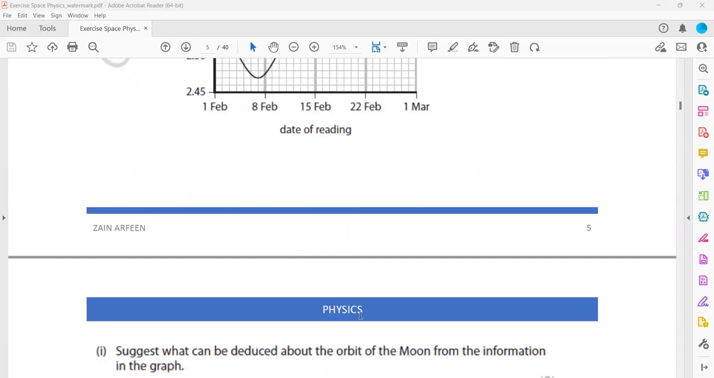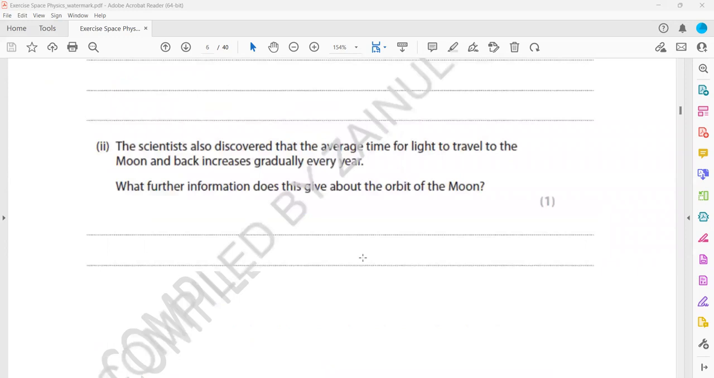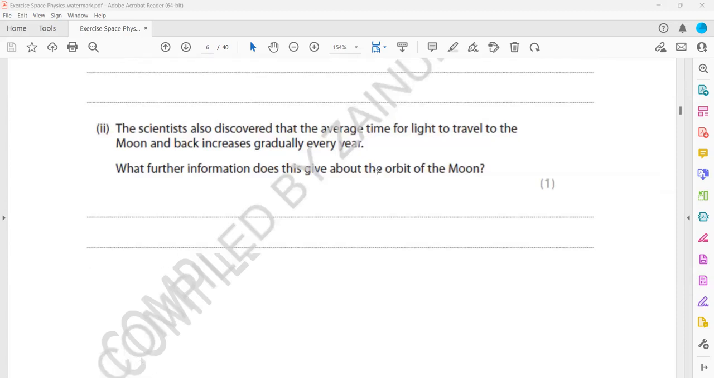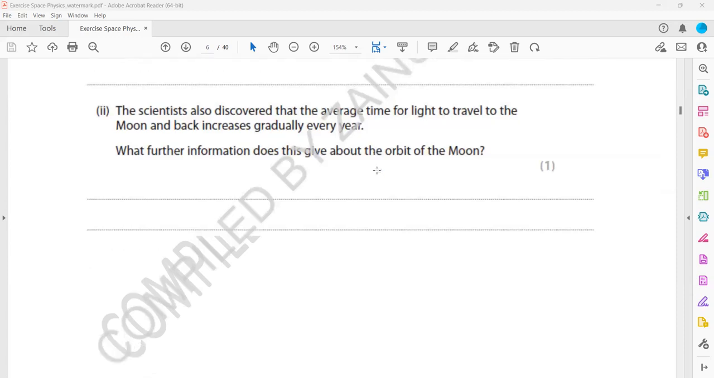Yes. Okay. Then the last one. The scientists also discovered that the average time for a light to travel to the moon and back is increasing every year. What further information does this give about the orbit of the moon?